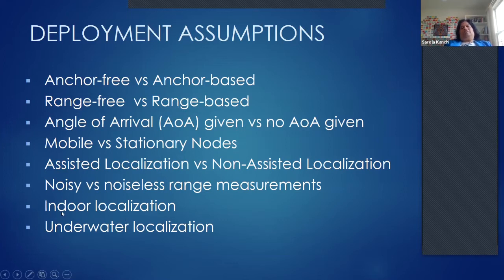Now, indoor localization is a completely different area where if you're localizing with sensor nodes indoor, even though they may be geographically close, within the radio range, they may not be able to talk to each other due to obstructions. And if you're on different floors, that can change things in 3D localization with respect to how the sensors can communicate with each other. Underwater localization has its own challenges. So all of these are assumptions under which various deployments under which we'll study the localization problem.